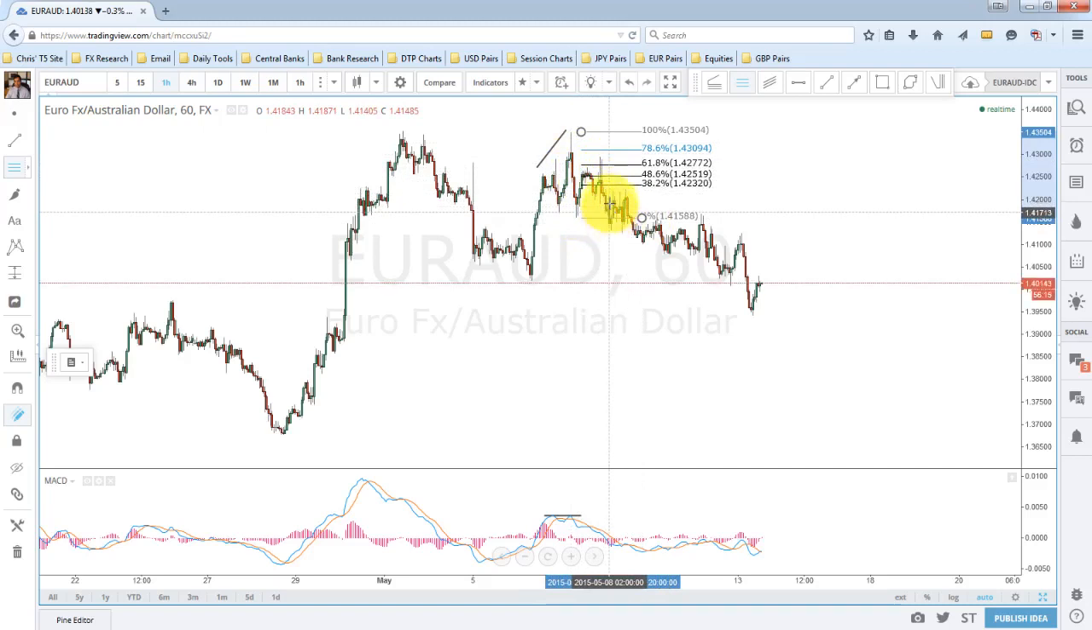We really don't use the 38% unless we're looking at a higher degree time frame or we're using the stacked limit order entry, which we will cover later on.